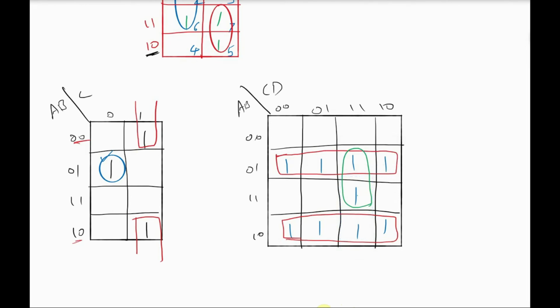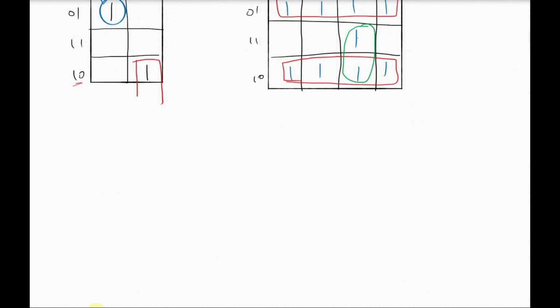So our aim is to group all the ones. A single cell can be a part of different groups. That's not a problem. A single cell can be a part of different groups, but each one should be grouped. Each one should be a part of at least one group. Either you can take this one, or you can group this one with the bottom one. Both are fine. So we will see another example.